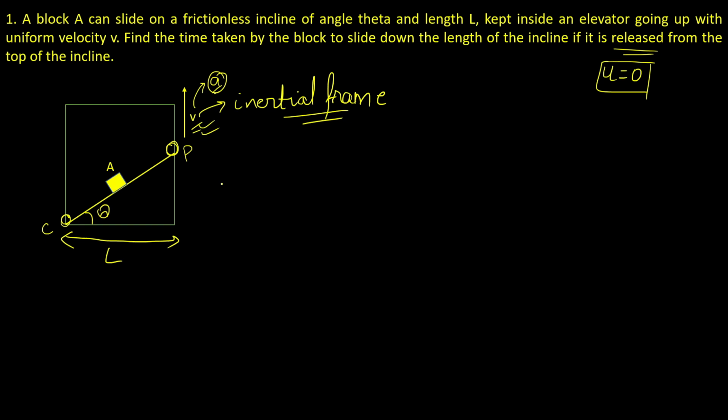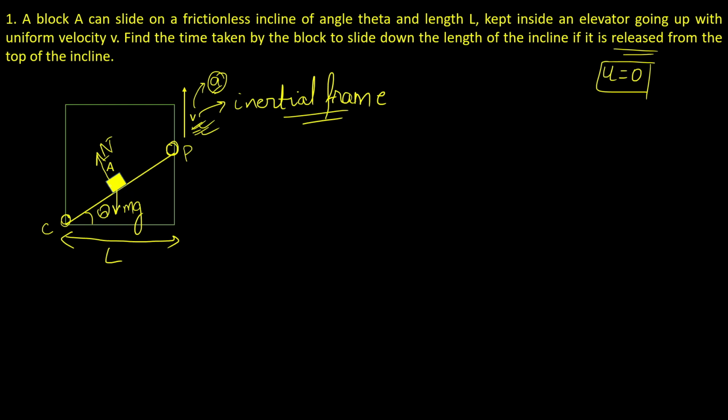That is this question. So first of all, you need to have the system. Our system in this case is this block A. After that, you need to locate the forces. So the forces are mg downwards, and the normal reaction perpendicular to the surface, here N. Apart from this, there are not going to be any forces in this question because this is uniform velocity. So we are not going to have pseudo force because this is an inertial frame.